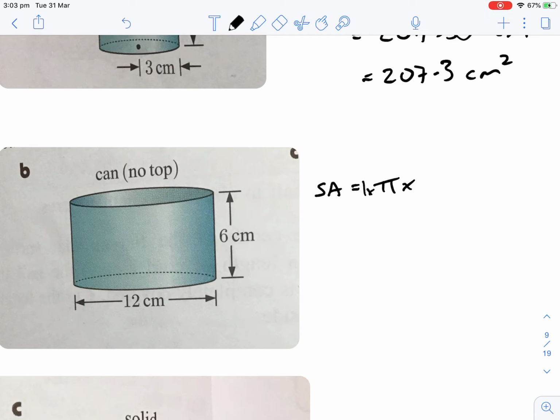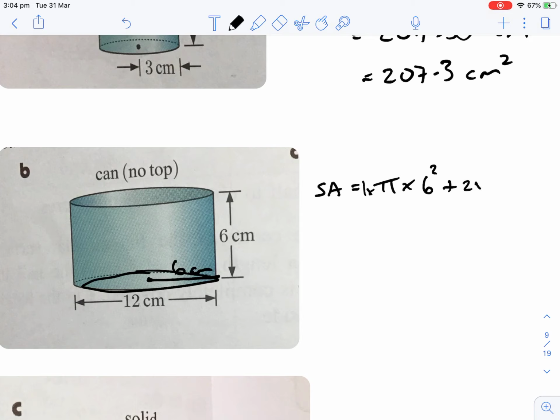So 1 times, and again, they've tried to trick you here. They've given you the diameter, so don't forget that you need just the radius, which is half of that. So that'll be 6 centimetres. So pi times the radius, which is 6 squared. That's the circle on the bottom of this shape. Plus you've got the walls.